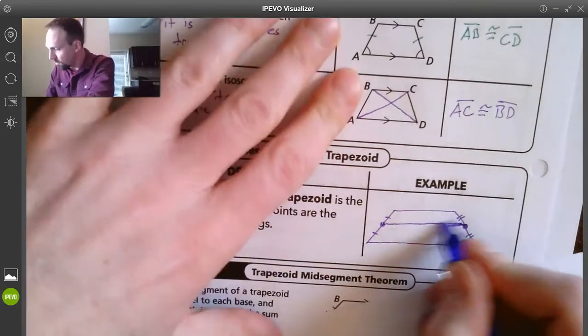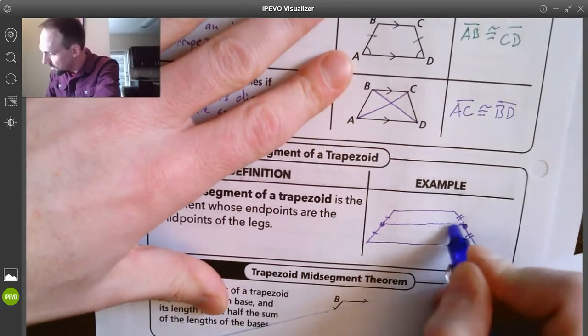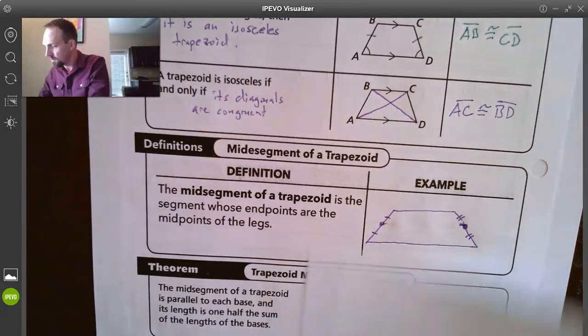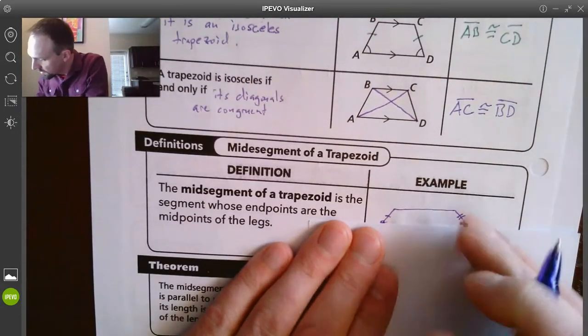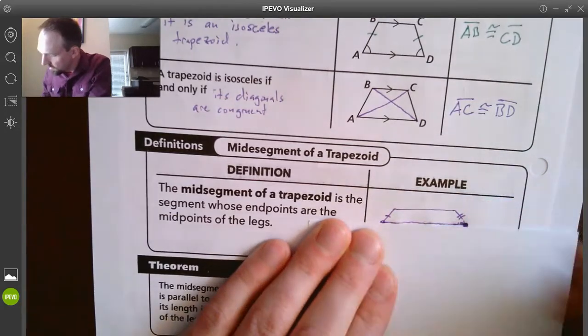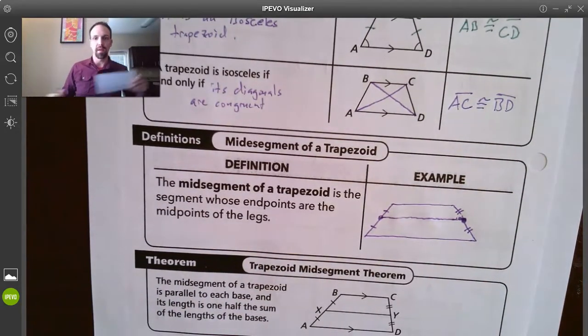Ooh, that's a terrible line. That is a terrible mid-segment. Let me fix that. Let's try that again. So that is the mid-segment then.